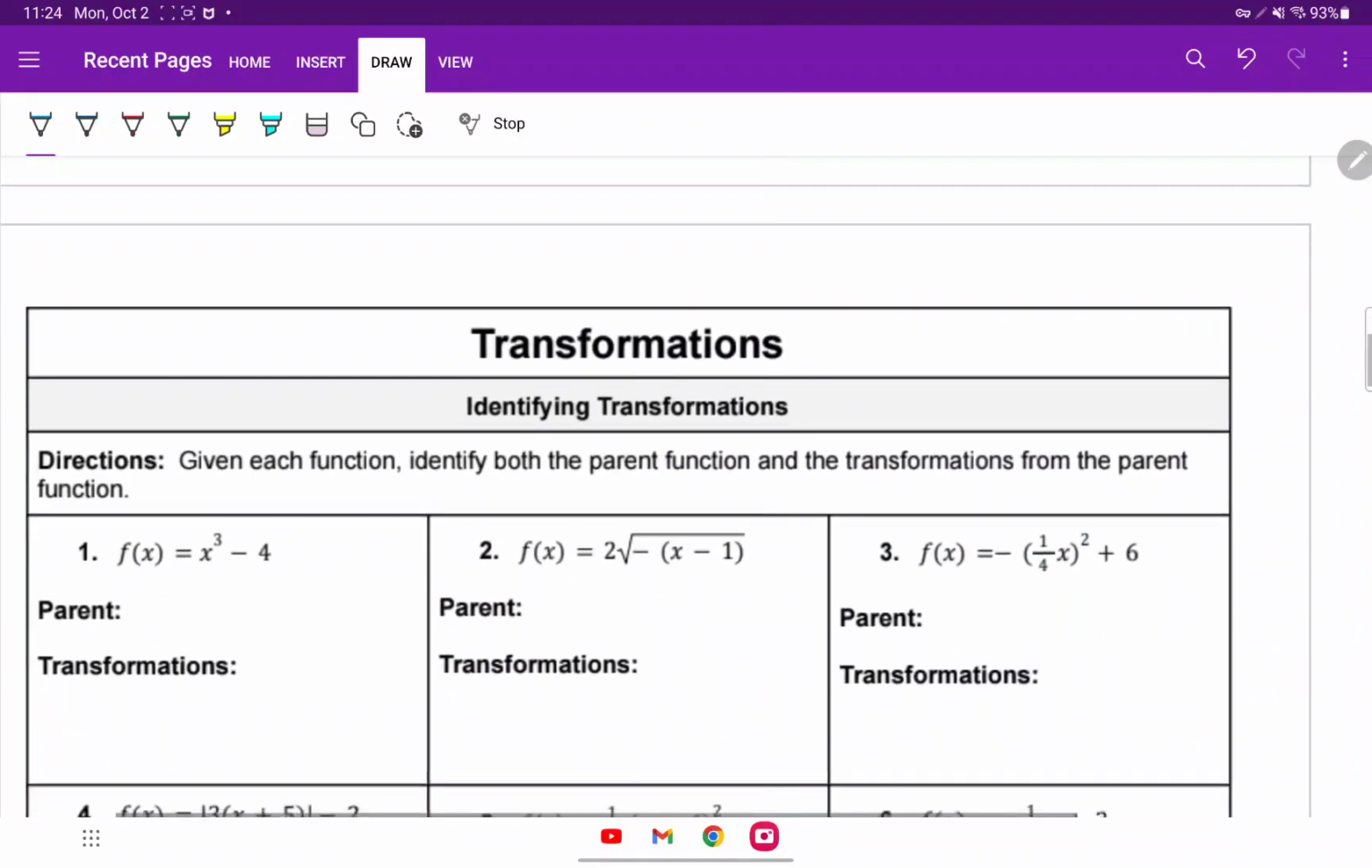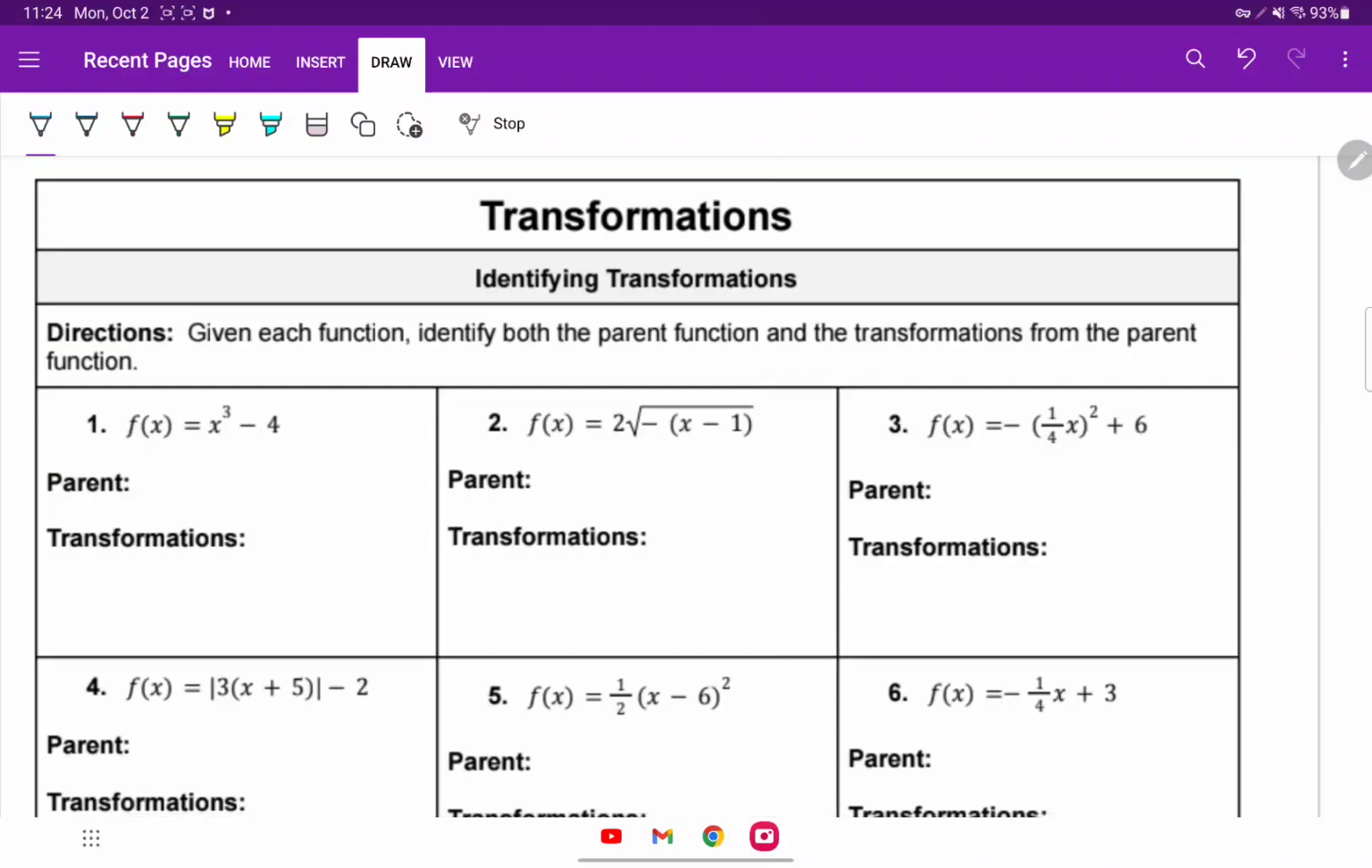Alright, let's go ahead and apply these transformations here. It says, given each function, identify both the parent function and the transformations from the parent. Whenever we do transformations, the first thing we want to do is identify what the function is. This one, the parent is a cubic function, and the equation is y equals x to the third. First, I like to make a little xy table, a little chart, and I write down my transformations.